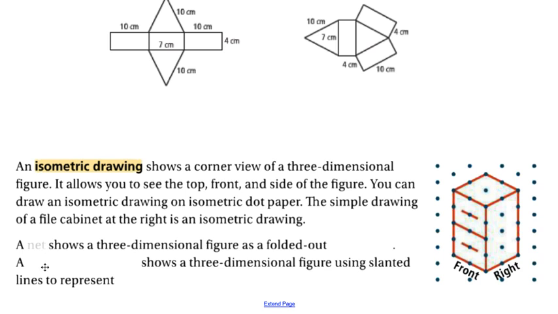Okay, so a net is different than an isometric drawing. The isometric drawing shows us depth, whereas a net shows us a flat surface. Okay, so isometrics are showing depth, whereas the nets do not show depth, they show flat surfaces.